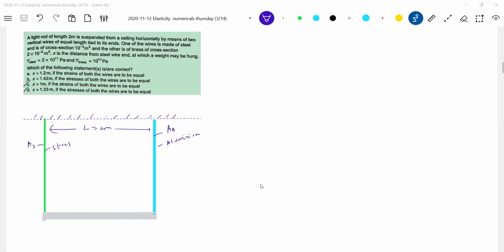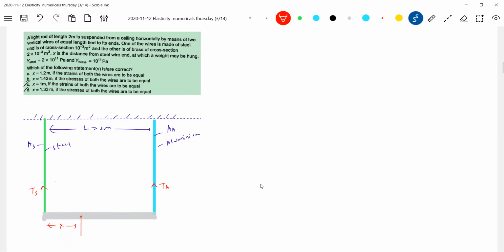Okay, first, I think there are two conditions, no? We have to derive two conditions separately here. So let me begin like this. This is x. We don't know what this x is. So I'll go for the case where the stress of both the wires is to be equal. Area of cross sections are different. So tension here, Ts, tension here, Ta.